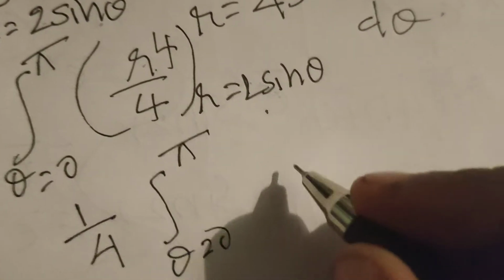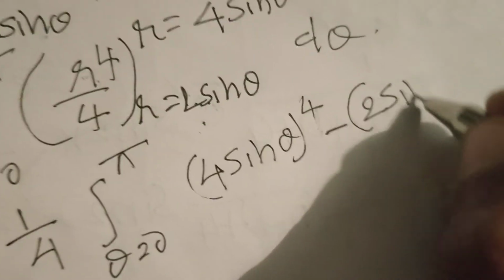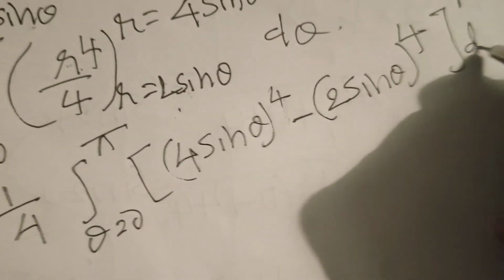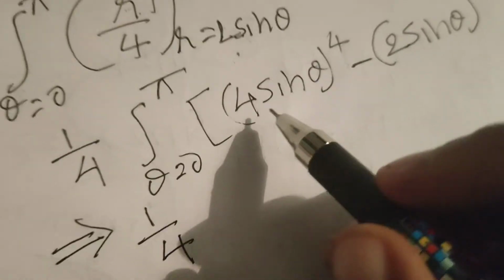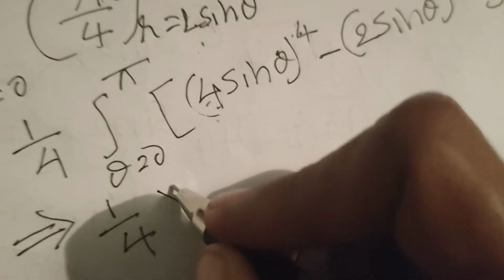Substituting the upper limit and lower limit, 1 by 4 is a constant, written before the integral. The integral of theta from 0 to pi, substituting first the upper limit, is 4 sin theta whole power 4, minus the lower limit 2 sin theta whole power 4, times d theta. This implies 1 by 4 into, 4 power 4 is 256, 2 power 4 is 16, 256 minus 16 is 240.